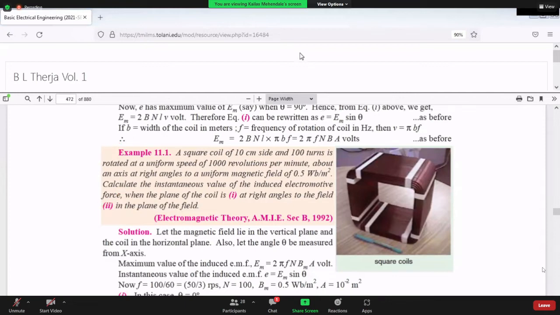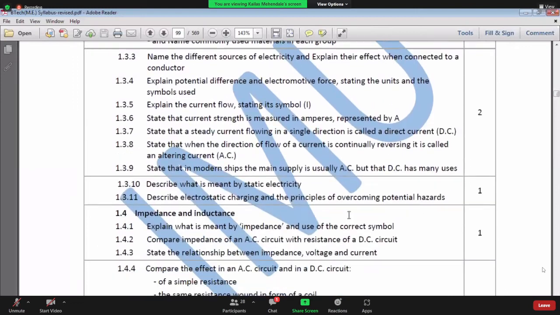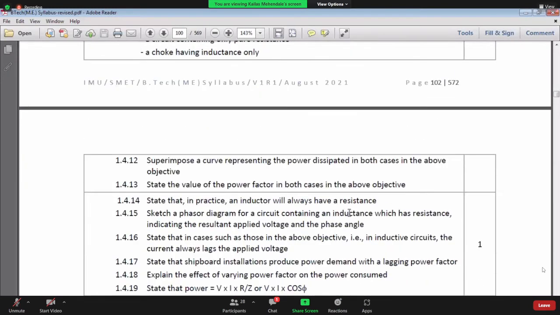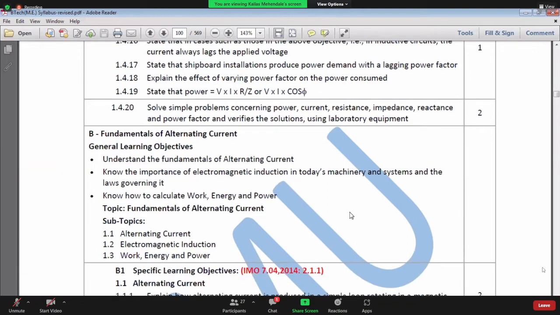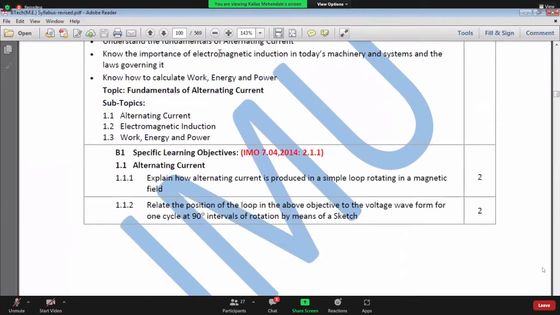Now let me take you to the syllabus. So this is the syllabus that we are following, that we are guided by. Here, fundamental of alternating current, specific learning objective has been very clearly given. So alternating current: explain how alternating current is produced in a simple loop rotating in a magnetic field. We saw the movie for this. Relate the position of the loop in the above objective to the voltage waveform for one cycle. That also was shown in the movie.